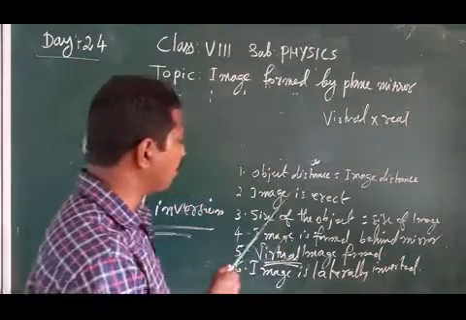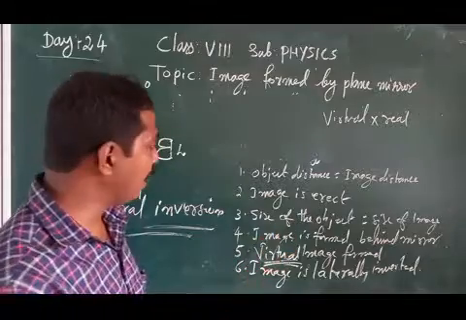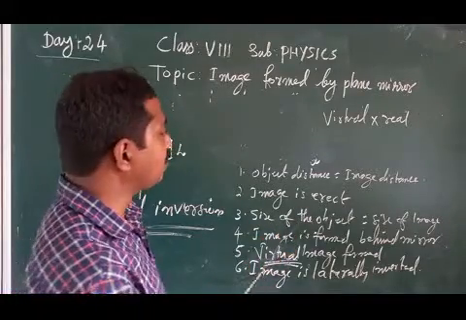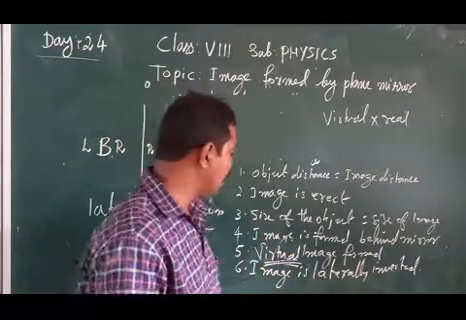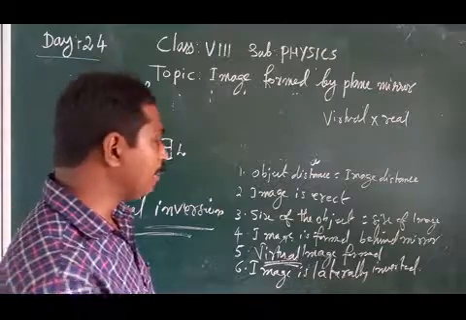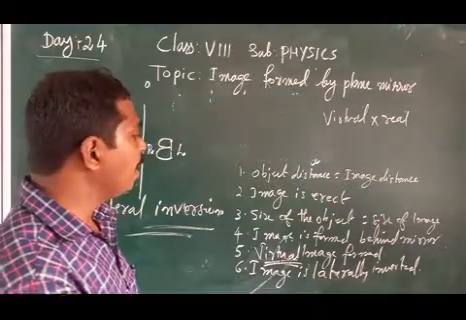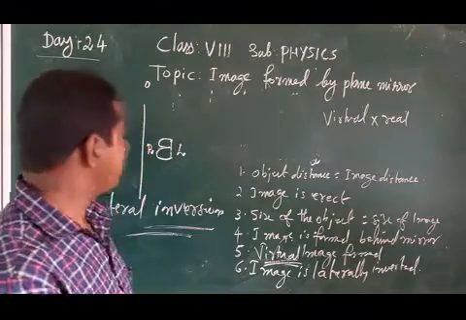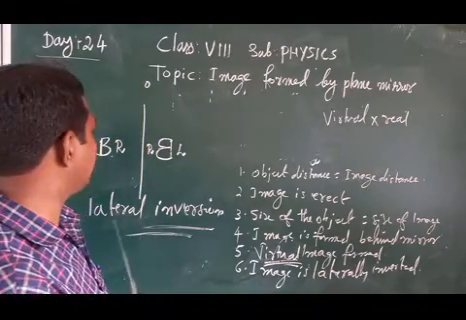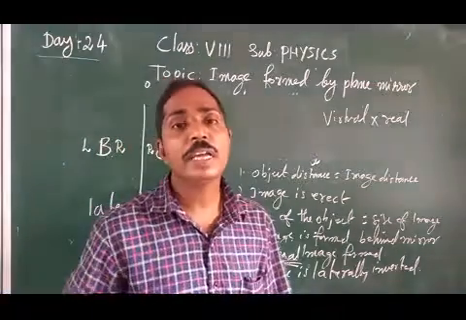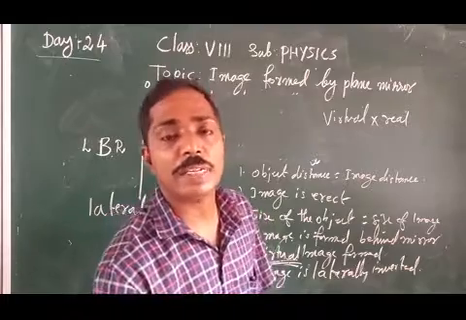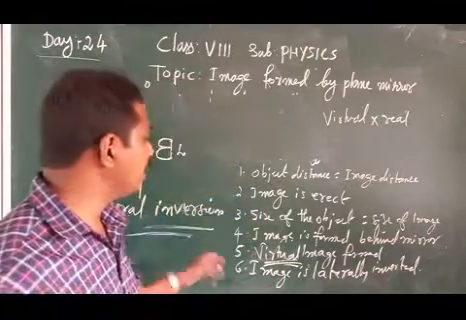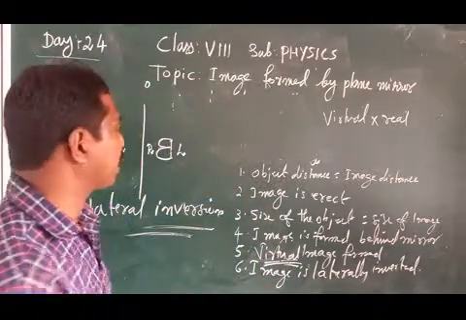So these are the points. Object distance and image distance are equal. Image is erect. Size of the object and size of the image are equal. Image is formed behind the mirror where the object is in front of it. Virtual image is formed. Image is laterally inverted. Left and right are interchanged. What do we say? Lateral inversion. All these points you have to learn about the plane mirror.